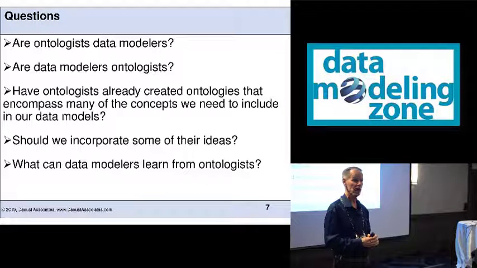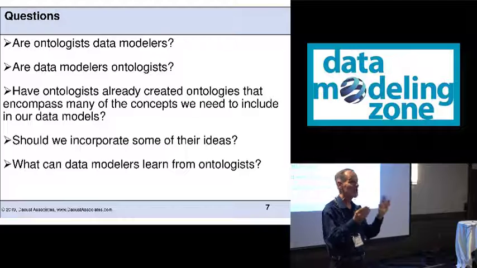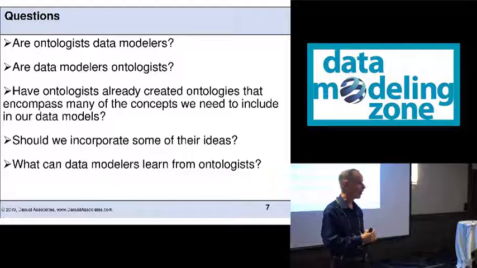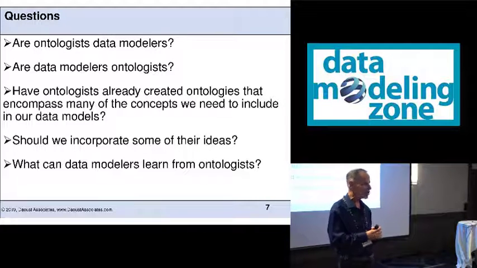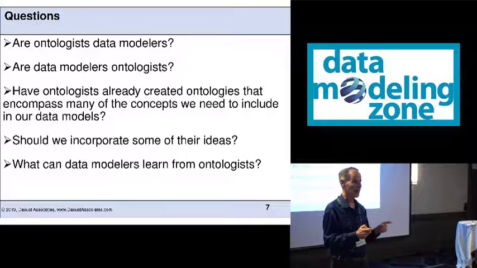Are data modelers ontologists? Yes. I heard yes, and I see some no's. This is going to be really good. Well, we've got this side and that side. Yeah. So we're saying it's not a supertype-subtype relationship. Well, we will get into that very quickly here. So, have ontologists created ontologies that encompass many of the concepts we need to include in our data models? Should we incorporate some of their ideas? And what can we learn from ontologists? So keep those in mind, because I'm going to ask you to answer those at the end.